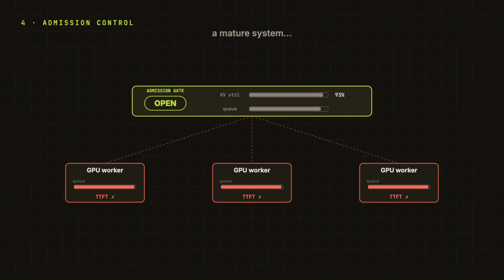So, a mature serving system does something that feels wrong the first time you see it. Under real overload, it says no. This is admission control or load shedding. The gate watches a couple of honest signals. Is KV memory over, let's say, 90%? Is the queue longer than we can possibly clear in time? And once it crosses the line, new requests get turned away cleanly with a try again in a moment, and it sheds the right ones first. The low priority batch job gets deferred before the paying interactive user.